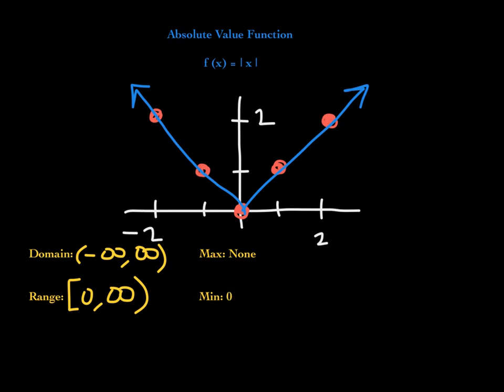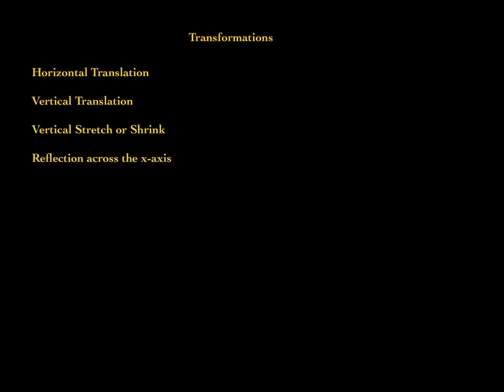All right, everybody, these are the, let's see, how many functions did we go through? 4. The most basic quadratic function, cubic function, square root function, and the absolute value function. So 4 functions that I want you to know really well. Now I want to discuss a very important topic called transformations. For this section, I want to focus on 4 different types of transformations. The horizontal translation, you can also call it a horizontal shift, a vertical translation or vertical shift, and a vertical stretch or a vertical shrink, and then a reflection across the x-axis.